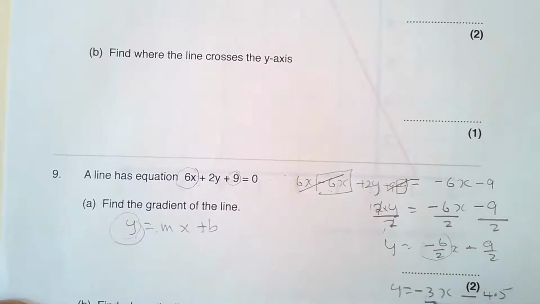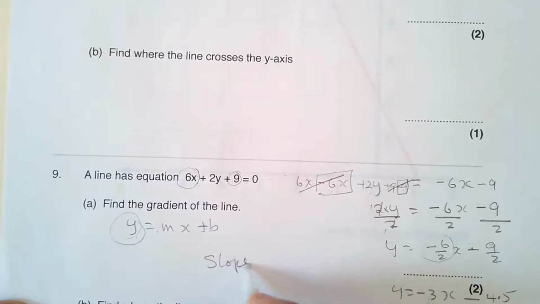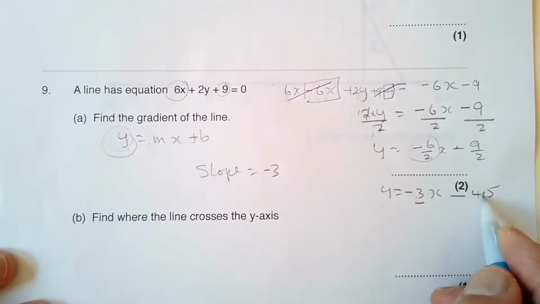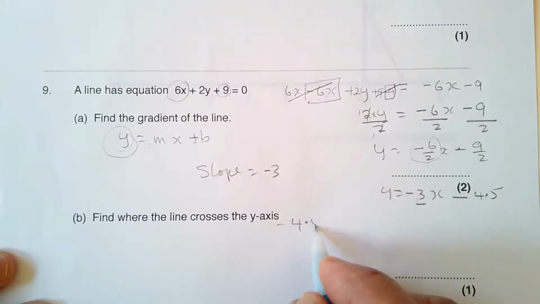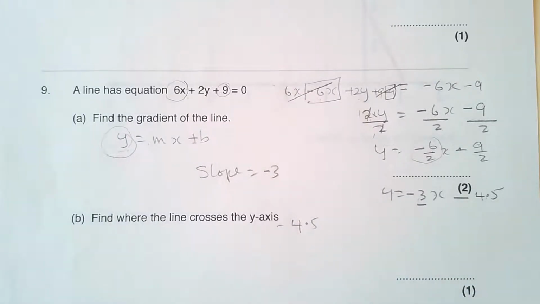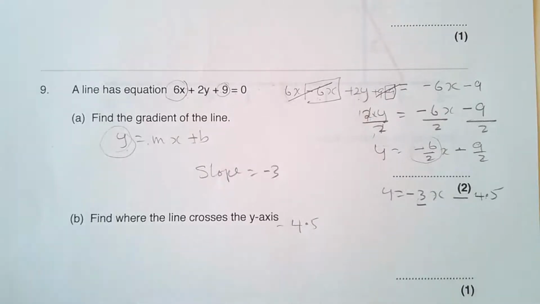So your slope is negative 3. So we have here slope. Now where it crosses the y-axis is negative 4.5. So this is a negative slope with an intercept of negative 4.5. So I'd like for you to try out a couple of these examples in your book.